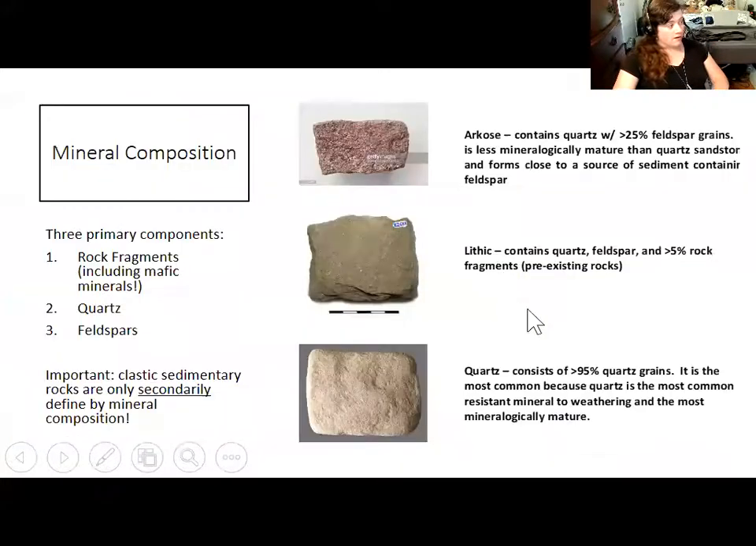Okay, cool. So as for mineral composition, to simplify, we often group the ingredients into three categories. We look at rock fragments, so clasts that are made of pieces of rock that aren't individual minerals, like broken down pieces of basalt or granite. We look for feldspar crystals, and we look for quartz crystals.